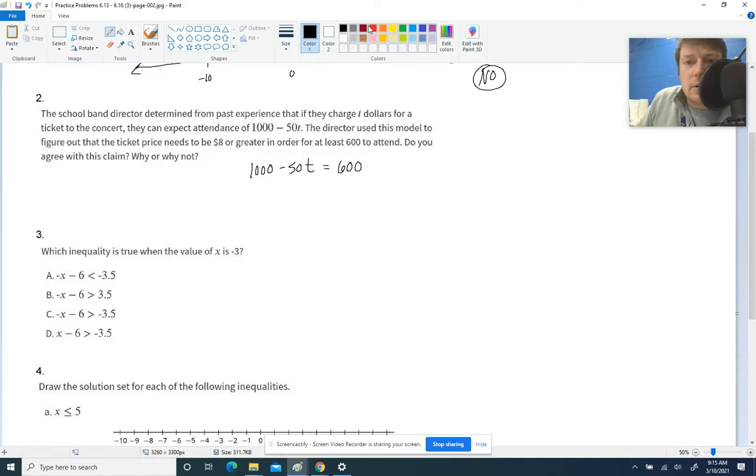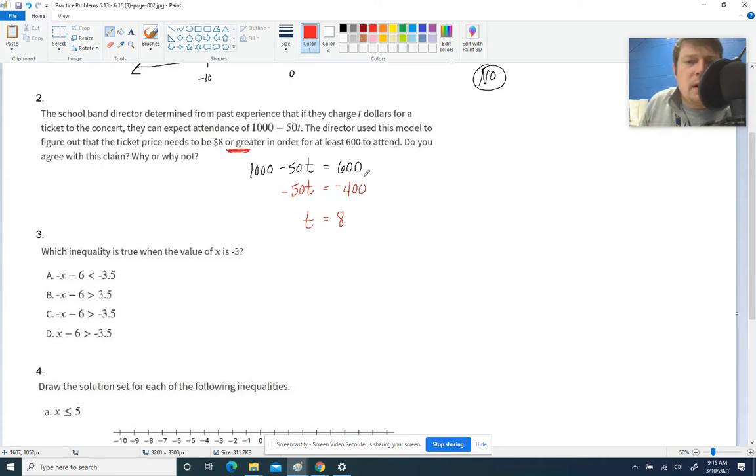So the first thing that we want to do is subtract 1,000 from both sides. When we subtract 1,000 from both sides to get rid of it, we're left with a negative 50T. And 600 minus 1,000 is negative 400. And when we divide this out, negative 400 divided by negative 50 gives a positive 8. So 8 is the solution. So I'm feeling pretty good about this. Now we just got to check if the "or greater" makes sense.